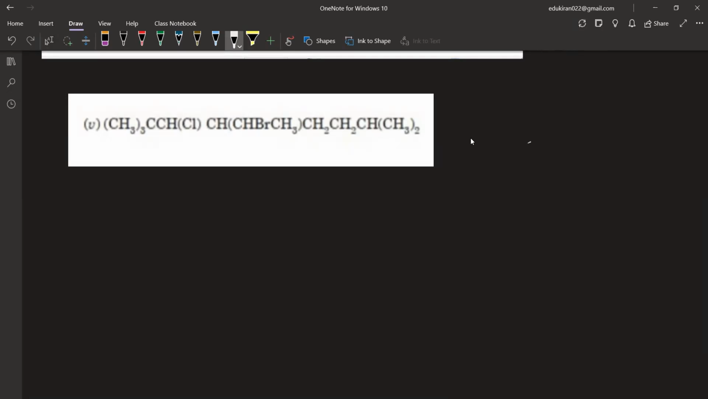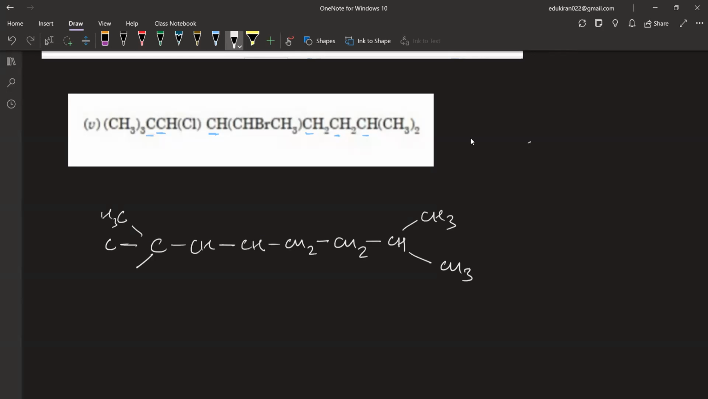First of all, whenever we have this type of condensed structure, we will write first whatever carbons are not in brackets. So we have carbon, then we have CH, then CH, then CH2, then CH2, then CH. Now this CH has one CH3 like this, or the other CH3 like this. Now this carbon has 3 CH3s in brackets. Now, this carbon is done.